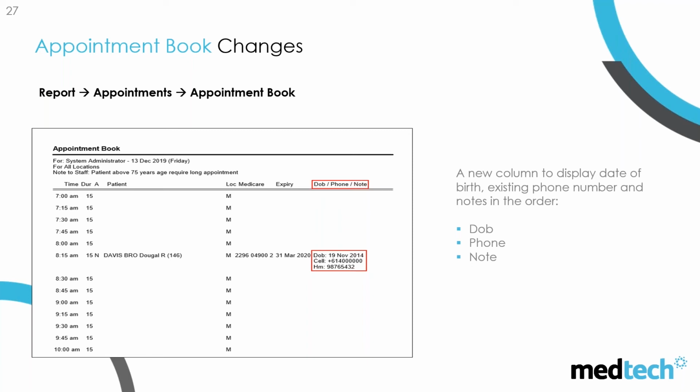When a patient has both home and mobile numbers, the phone numbers are displayed one after the other as HM and cell. And again, given that this is a report, it's under the report function, so it's under report, appointments, appointment book, for those that are interested.